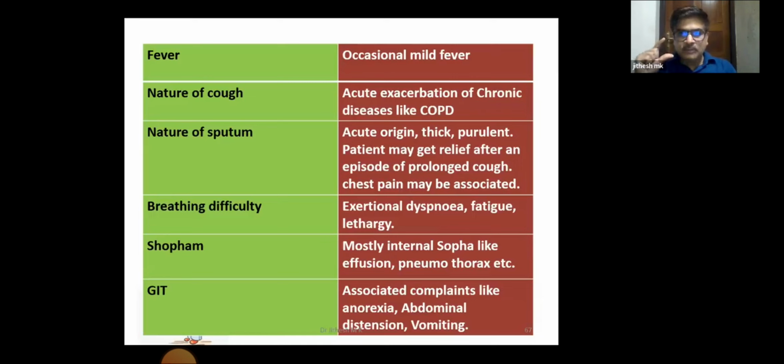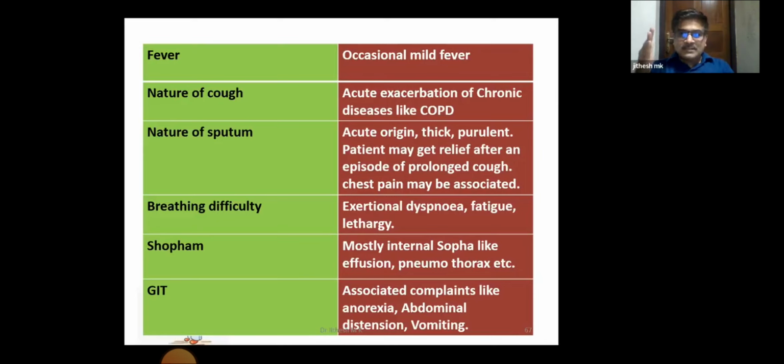If the nature of sputum is acute, thick, purulent, and if the patient says that I am getting relief once I spit the sputum, then you can select this Elakanati. Again, exertional dyspnea, fatigue as well as lethargy, anorexia, this aruchi, or abdominal distension or vomiting, GIT symptoms. Here also you can select this Elakanati.